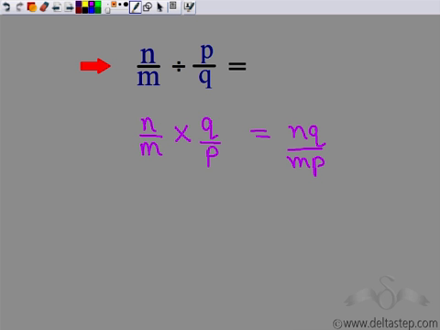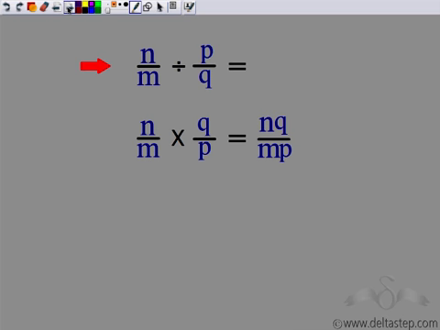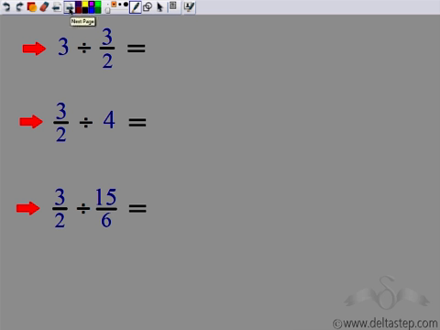Division can be converted to multiplication. Take the reciprocal of the second term and you know how to multiply. So we've seen that n by m divided by p by q gives me nq by mp. That is, cross multiply: nq by mp. So now let's look at these three different types. An integer being divided by a rational number, a rational number being divided by an integer, a rational number being divided by a rational number. These are the three possibilities that can happen.